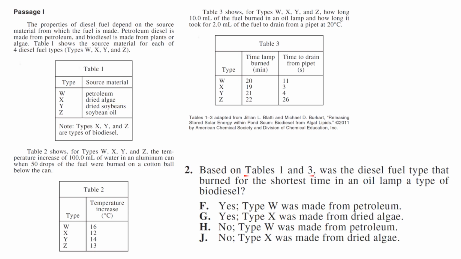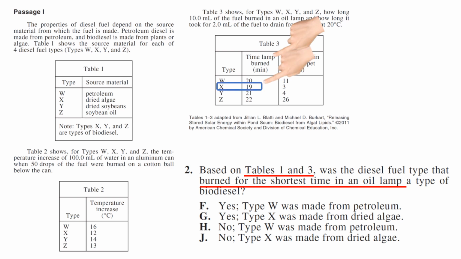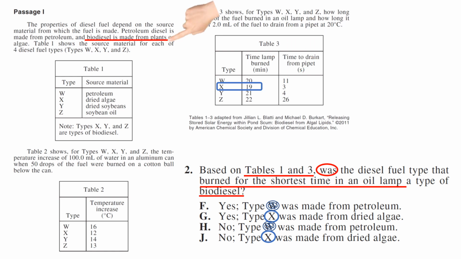Number 2, based on tables 1 and 3, was the biofuel type that burned for the shortest time in an oil lamp a biodiesel fuel? So we see in table 3 the time burned in an oil lamp, and the shortest time is type X. So we can eliminate the W's, and it's going to be one of the X's. So we've narrowed it down to G or J. And it says, was it a biodiesel fuel? So biodiesel is made from plants. Type X is made from dried algae. So yes, type X was made from dried algae, choice G.